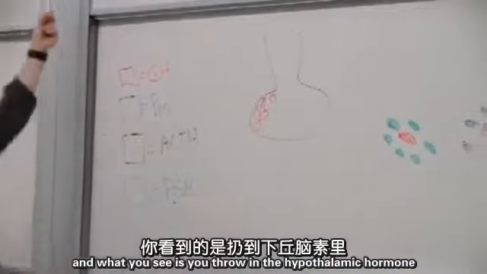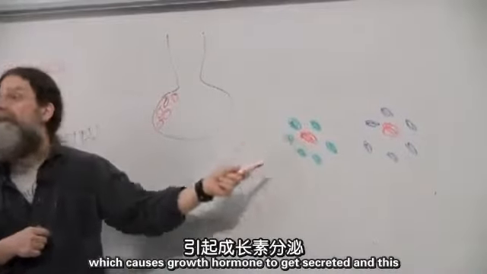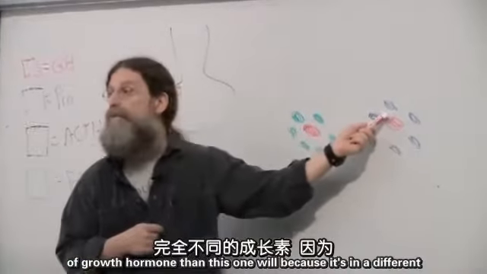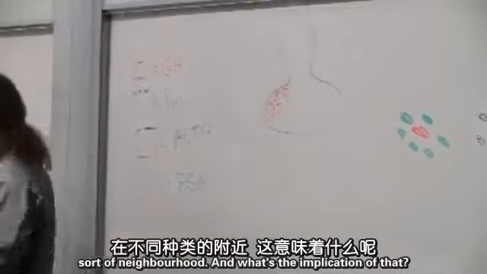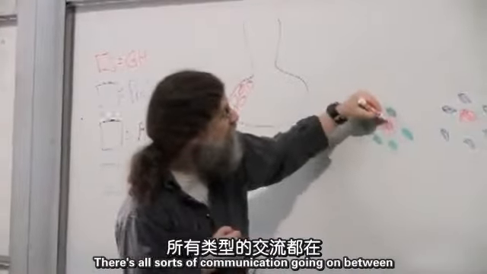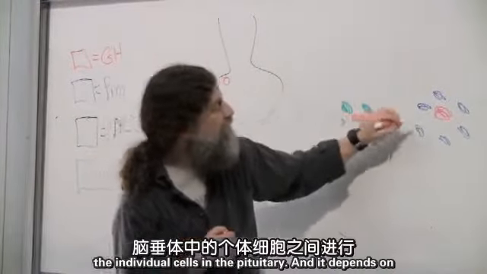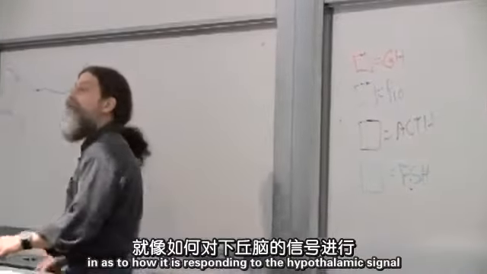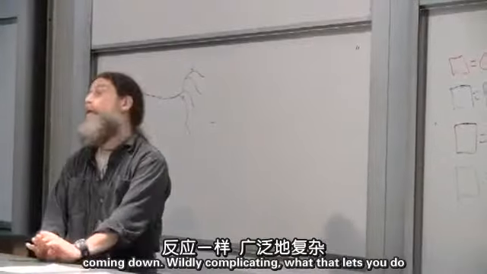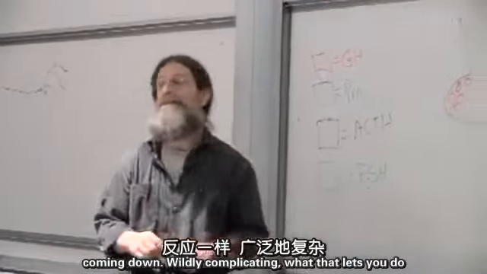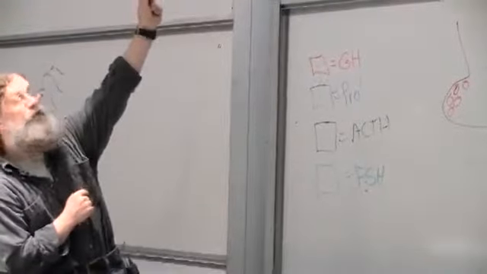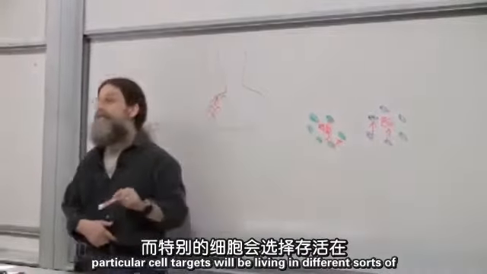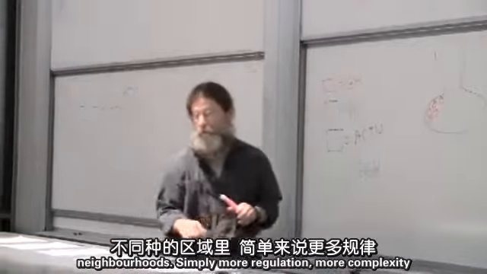And what you see is you throw in the hypothalamic hormone, which causes growth hormone to get secreted, and this particular cell is going to be secreting totally different amounts of growth hormone than this one will, because it's in a different sort of neighborhood. And what's the implication of that? There's all sorts of communication going on between the individual cells in the pituitary. And it depends on what sort of neighborhood each particular cell is living in, how it is responding to the hypothalamic signal coming down. Wildly complicating, what that lets you do instead is different areas of the hypothalamus will turf its hormones to different parts of the pituitary where its particular cell targets will be living in different sorts of neighborhoods. Simply more regulation, more complexity going on there.